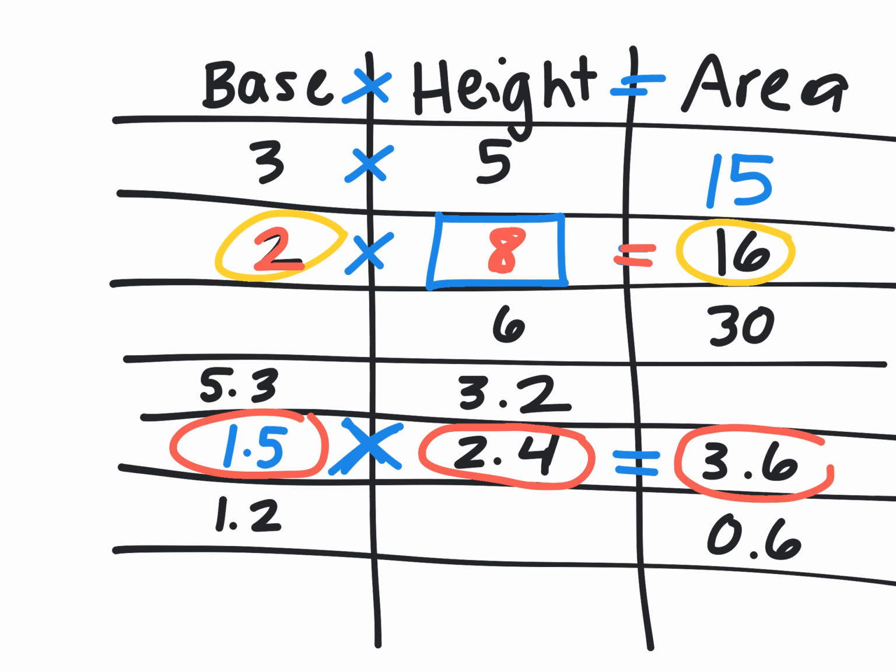Let's check our answer. Is 1.5 times 2.4 equal to 3.6? Always go back and check just to make sure it works both ways. So this one you probably did in your head. You know that 5 times 6 is equal to 30. Or you could have done it the other way. 30 divided by 6 is equal to 5. The next question, they give you the base and the height, so we can just multiply them together to get the area.